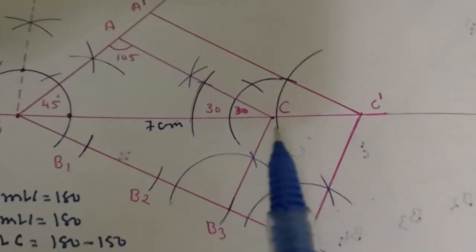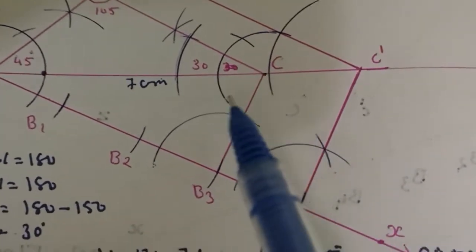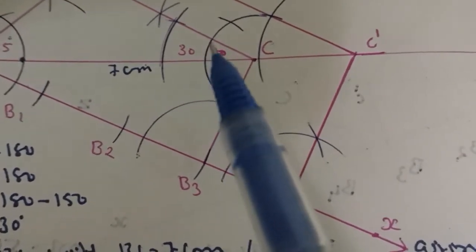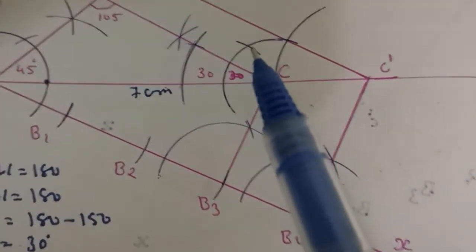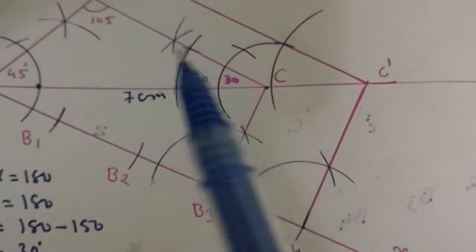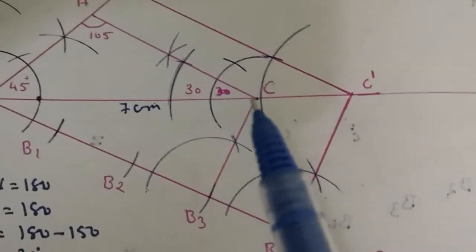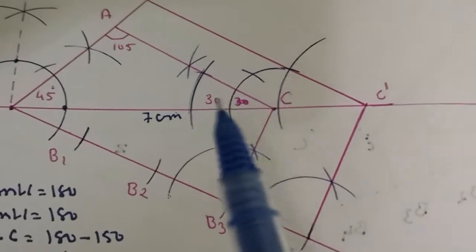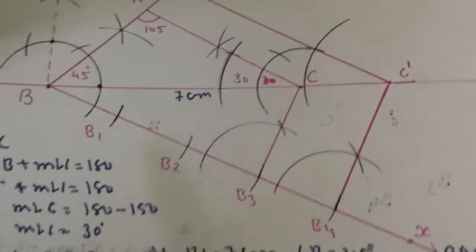Here I want 30 degrees. So first of all I have to draw 60 degrees. So from point C you are going to draw an arc, and with the same radius from this point you are going to cut the previous arc, that will be 60 degrees. From this point and this point, the intersecting points, you are going to draw two arcs intersecting each other, and from the intersecting point you are going to draw line AC which will be 30 degrees, so that angle ACB is equal to 30 degrees.